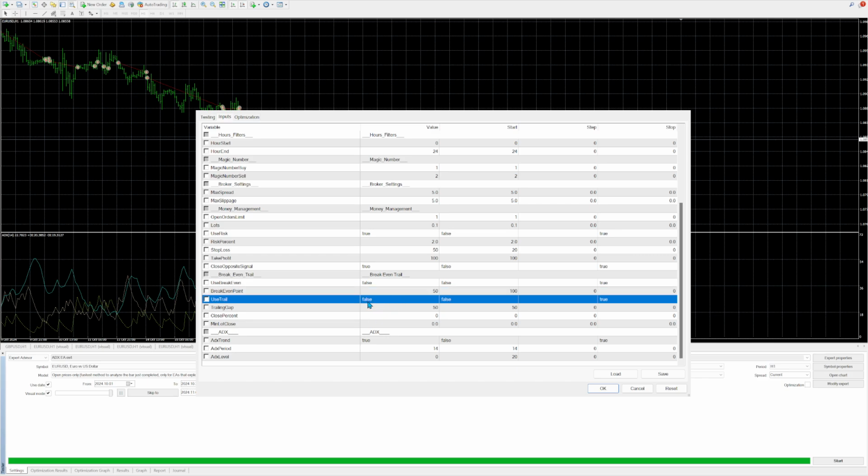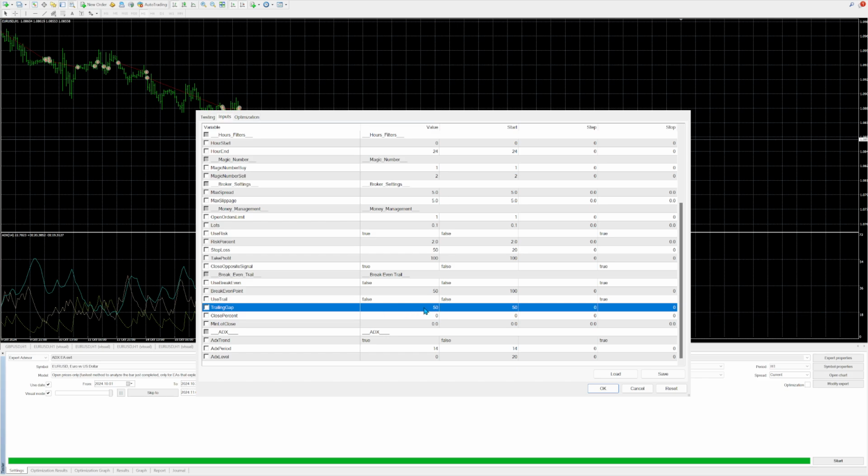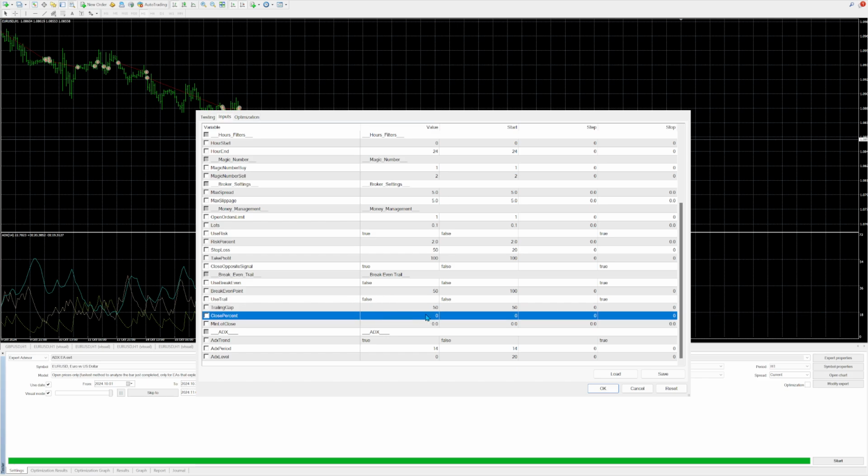You also have a trailing stop feature here, which will trail the stop loss by this number of pips. Okay. Each time this number of pips is reached, the stop loss will be moved for you. This is good if you're just trying to maximize and move as much as possible. Close percent, this is basically the percentage of the position that the EA will close every time the trailing gap is reached.